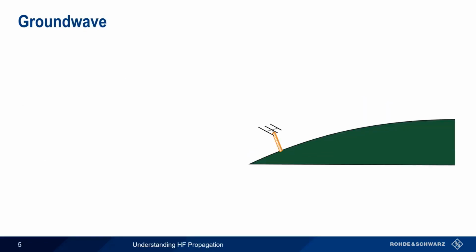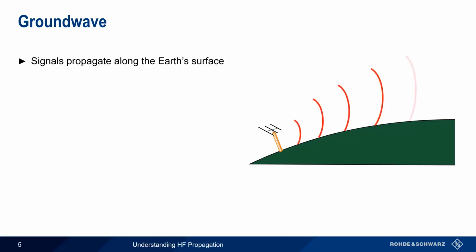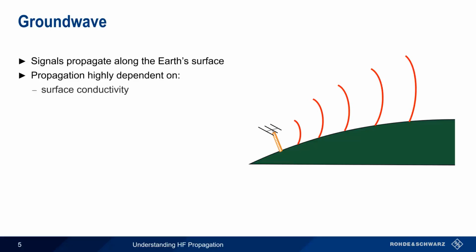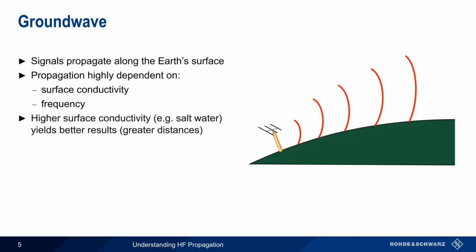If we don't have a direct line of sight to another station, ground wave is a possible solution. Ground wave, sometimes called surface wave, involves signals propagating along the surface of the Earth. Interaction between the lower part of the transmitted wavefront and the Earth's surface causes the wave to tilt forward, allowing the signal to follow the curvature of the Earth, sometimes well beyond line of sight. Ground wave propagation is, however, highly dependent on two different factors: the conductivity of the surface and the frequency of the transmitted signal. In general, higher surface conductivity gives better results in the form of greater distances that can be covered. Salt water has excellent conductivity, especially compared to dry or rocky land, so ground wave is a good choice for ship-to-ship or ship-to-shore communications.